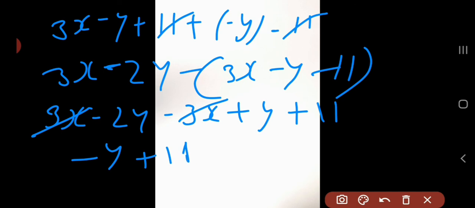Understand? In this way you have to do question number 6, part B, by yourself.